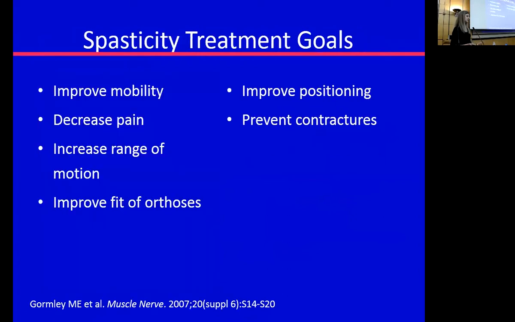So the goals of spasticity treatment are essentially to improve mobility, to decrease pain, to increase range of motion, improve fitting of orthosis, improve positioning, and to prevent contractures.